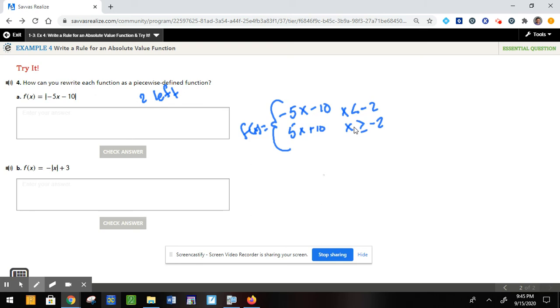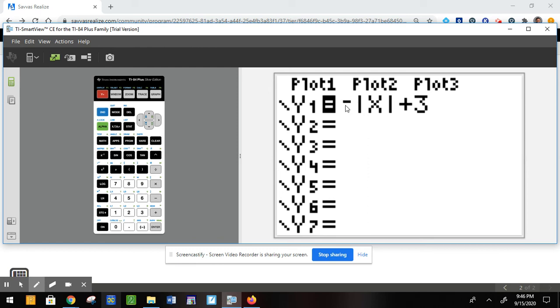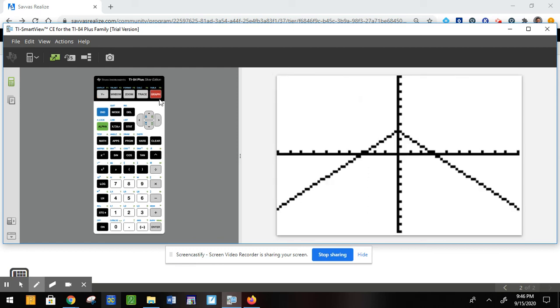Okay. Let's take a look at part B. So in this case, the negative's on the outside. So this one's going to flip upside down, and the plus 3 is going to move it up 3. So let's graph that to get a sense of what it looks like before we do anything else. So we're going to type it in, negative absolute value of x plus 3. When we graph it, it looks like that.